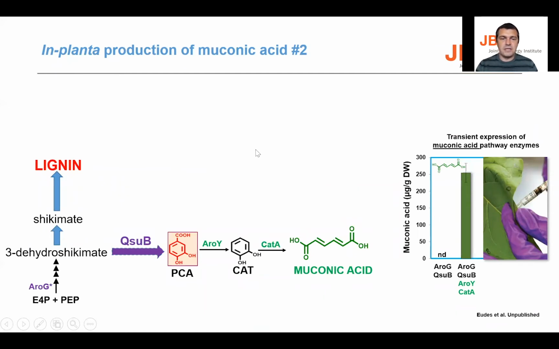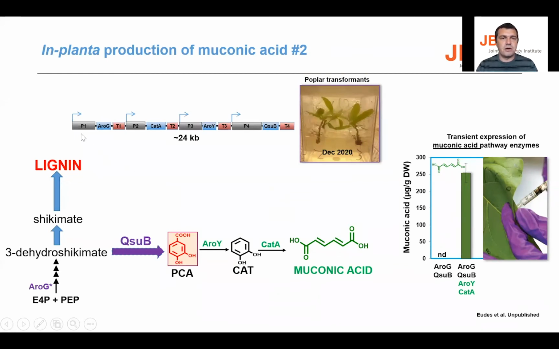So we wanted to test if in plants we can convert protocatechuate into muconic acid. And the two enzyme candidates that we tested for functional expression in plants are ROY and CAT-A. These two enzymes are also from bacteria. ROY is a decarboxylase for conversion of protocatechuate into catechol, and CAT-A is a catechol dioxygenase for cleaving the catechol ring and producing muconic acid. So these enzymes were expressed transiently in tobacco leaves. They were injected with agrobacterium in tobacco leaves, and successfully we were able to produce muconic acid in these leaves. We also included this enzyme from E. coli, ROG, to boost the overall shikimate pathway.